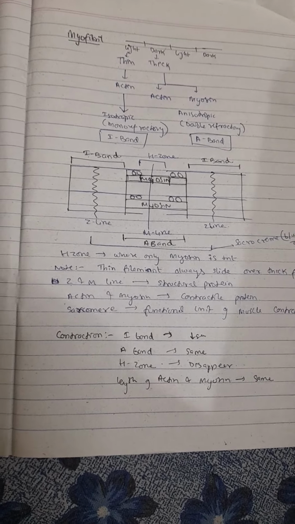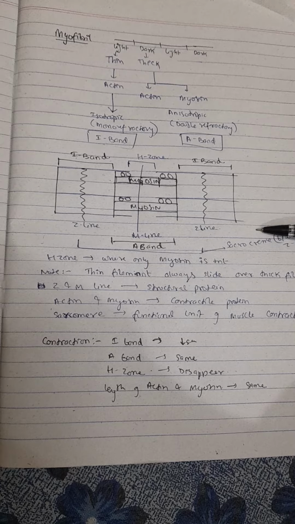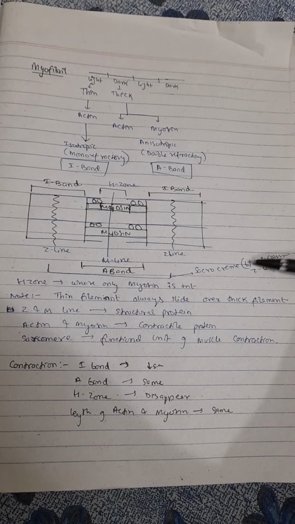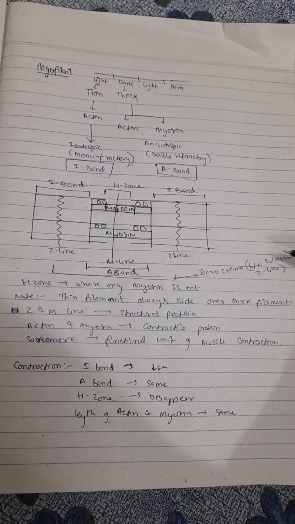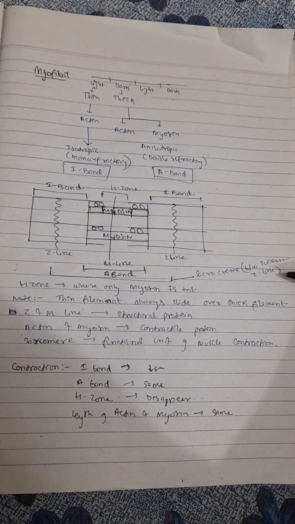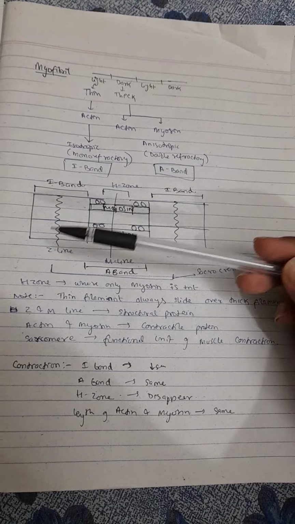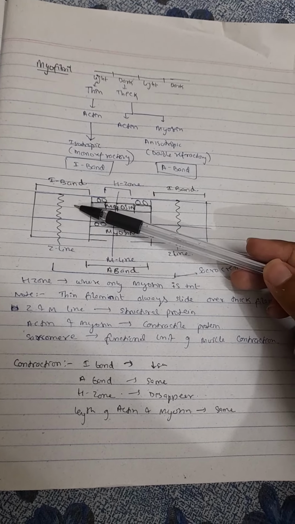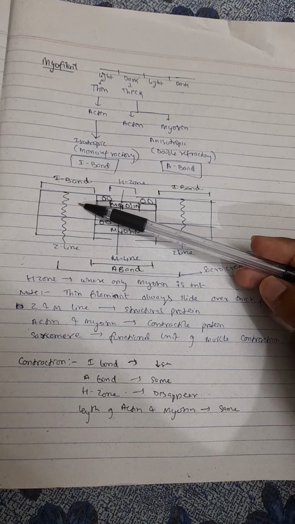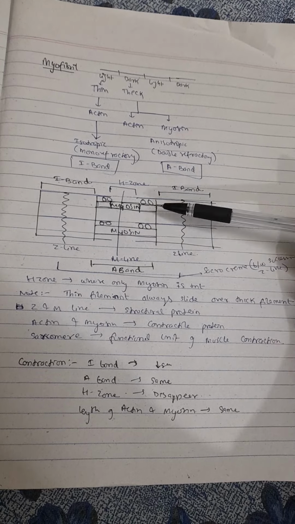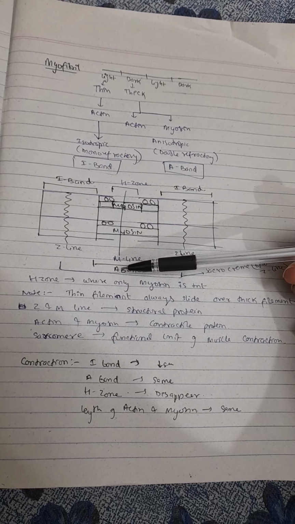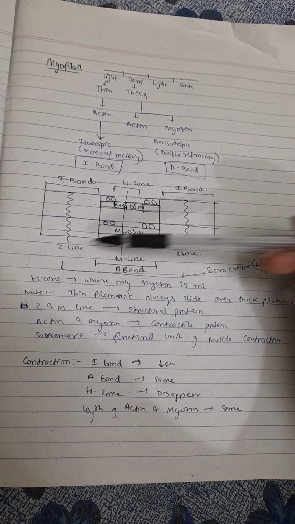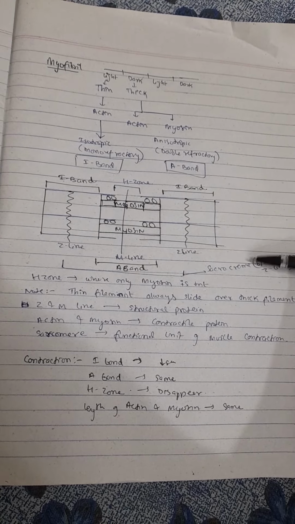Now if I talk about this sarcomere, the sarcomere is the most important thing for the NEET purpose. Sarcomere is nothing but the area or the zone between two successive Z lines. So what was the Z line? To say it again, the Z line is the structural protein which is present on the I band, and the M line is the structural protein which is present in the A band. So between the two Z lines we have this area known as the sarcomere.